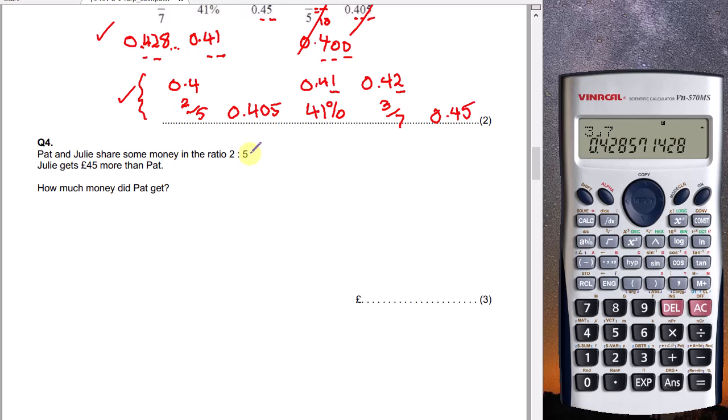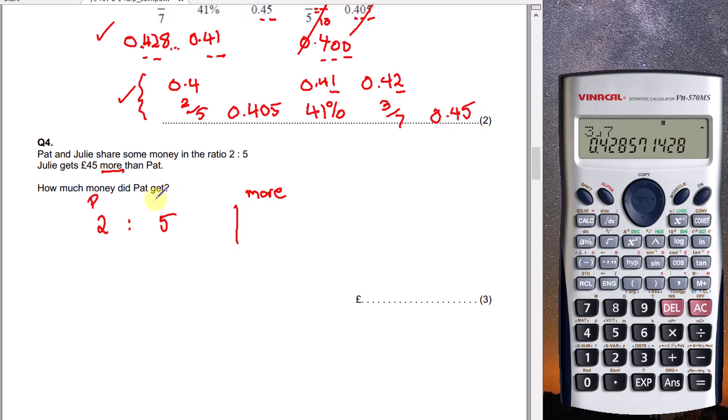Pat and Julie share some money in the ratio 2 to 5. Julie gets 45 more than Pat. How much did Pat get? Now this is a bit of a weird one. Let me just use the eraser. So we've got a ratio of 2 to 5. In this case we want the difference, so we're going to do a more result on the right hand side here. So this is 3.